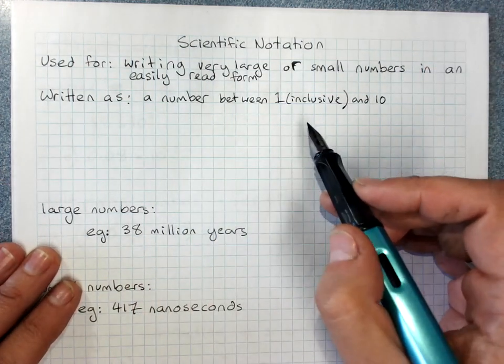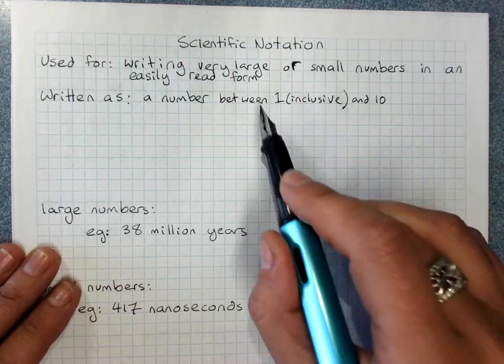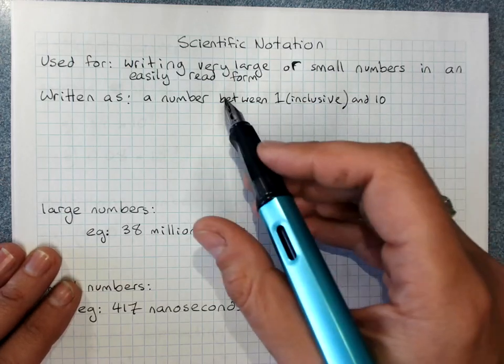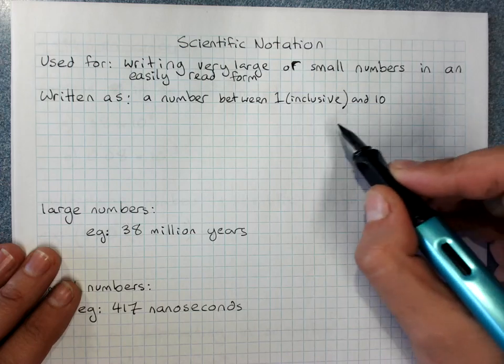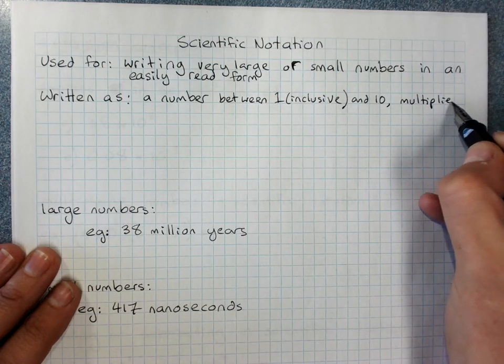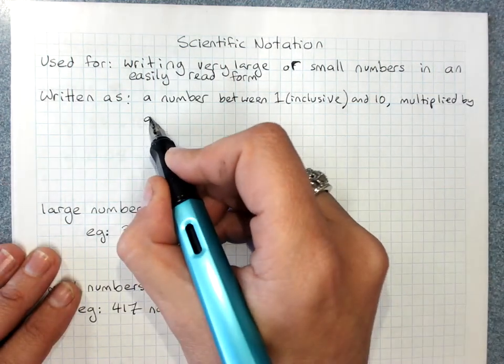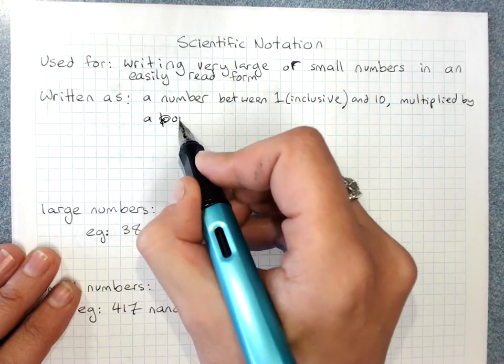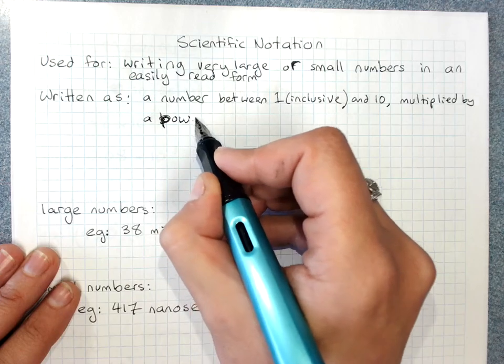So we write it as a number between 1 inclusive and 10, and I'll talk about this in a minute. And we multiply that by a power of 10.